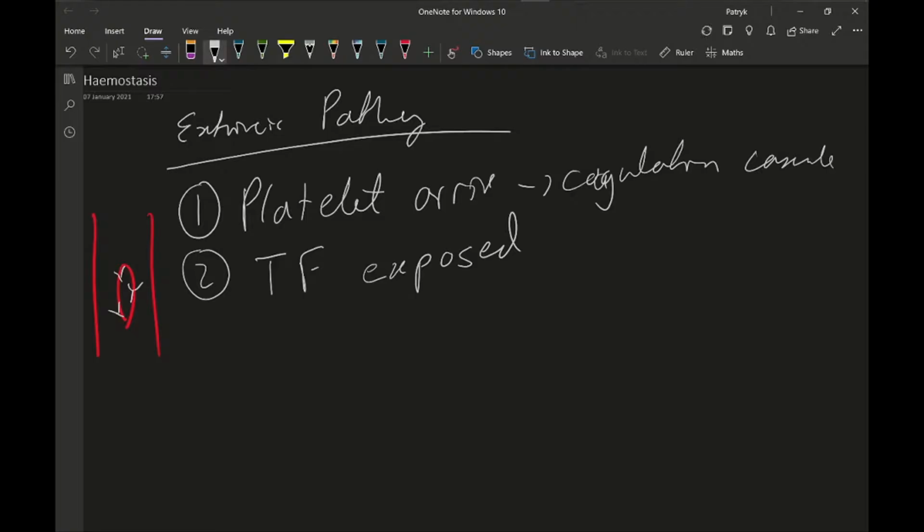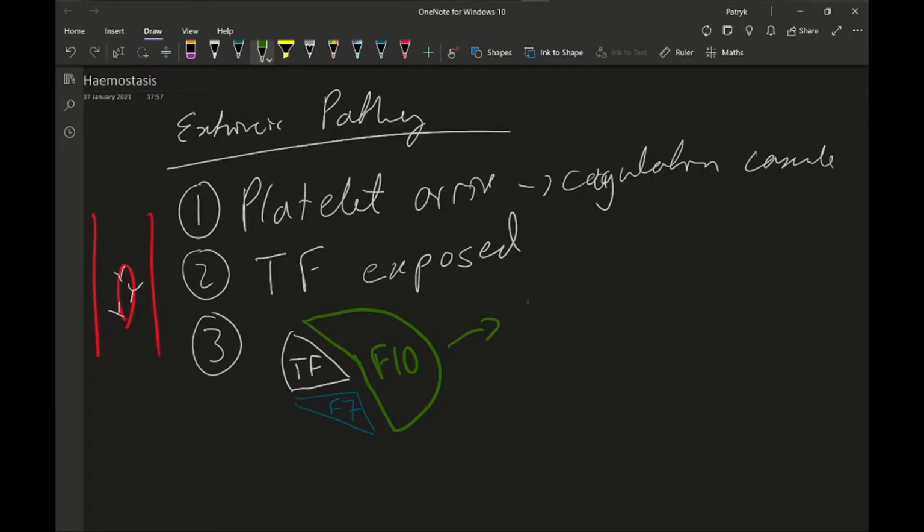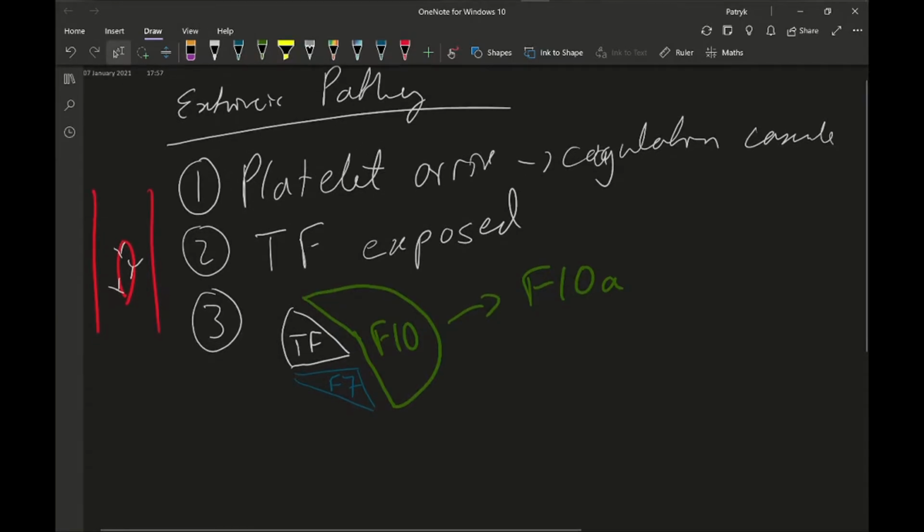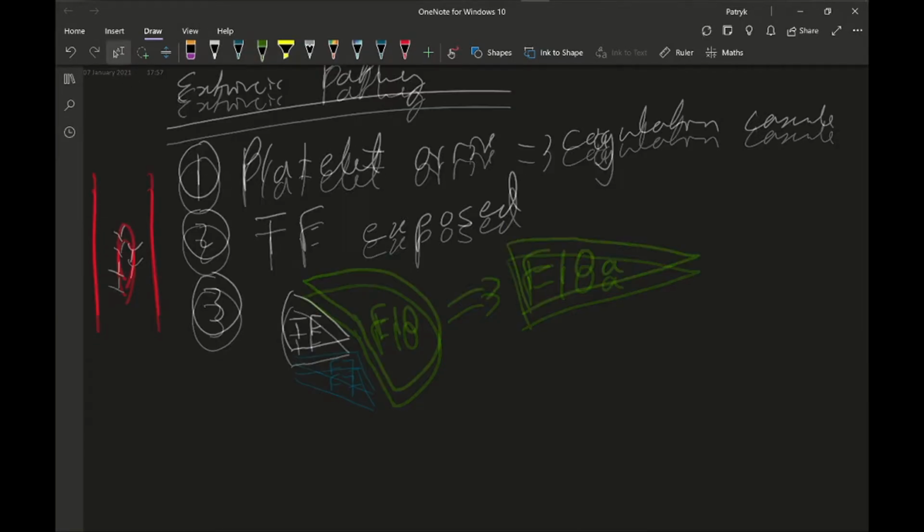And then what happens is this tissue factor, say it looks like that, just for simplicity's sake. This new factor comes in, which is factor 7, and they form a little complex with our special little factor called factor 10. What that basically means is this complex with tissue factor and F7 activates factor 10 to become factor 10A. The A basically just means it's activated.